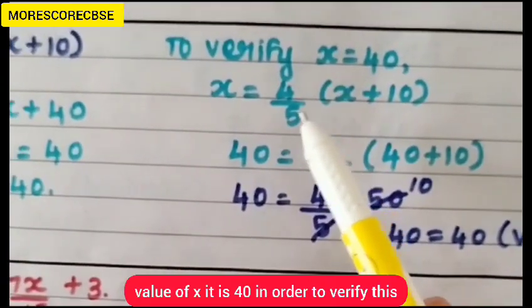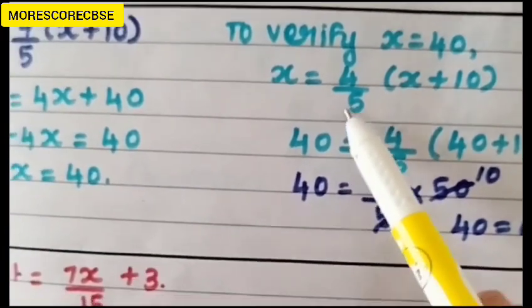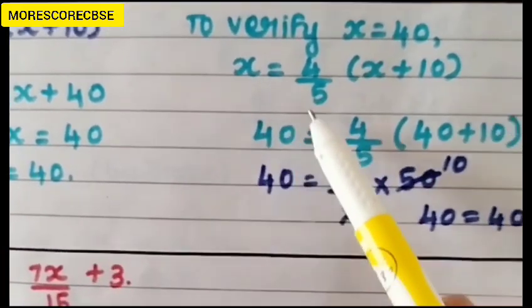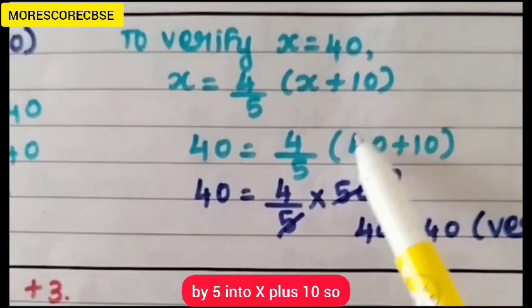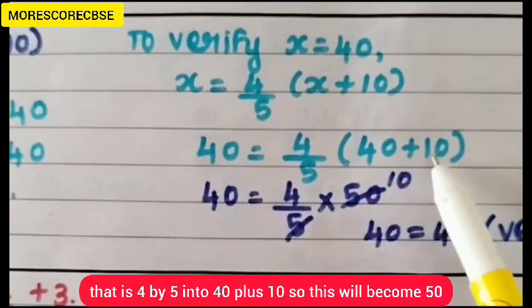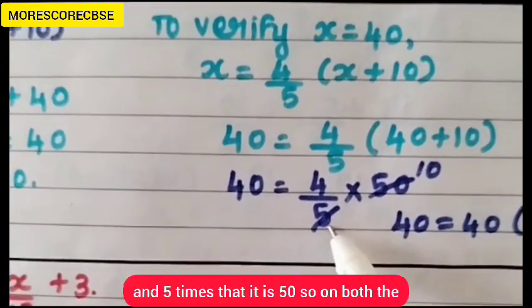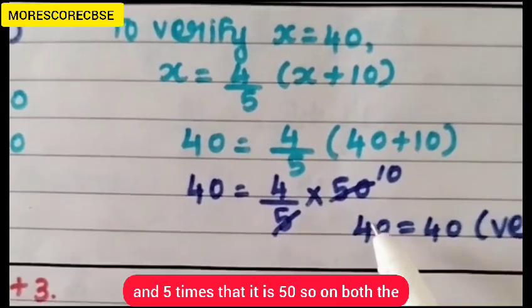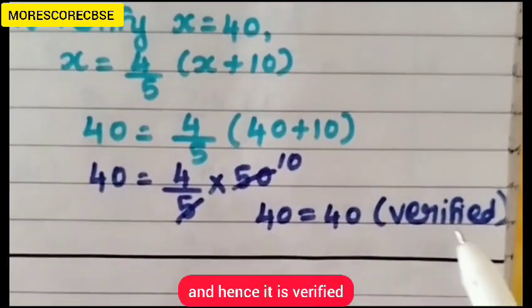In order to verify this, we are going to substitute the value 40 for x. So on this side it is 40. On the other side, 4/5 (x + 10), that is 4/5 into (40 + 10). So this will become 50, and 5 tens are 50. So on both the sides we get the answer as 40, and hence it is verified.